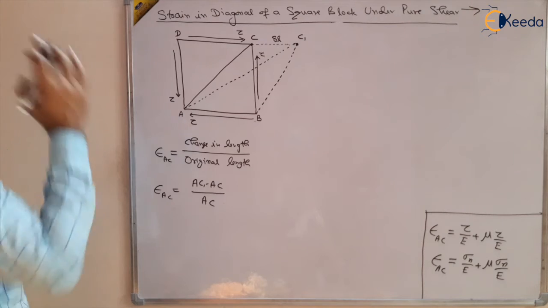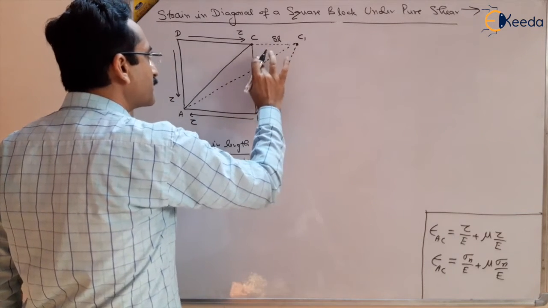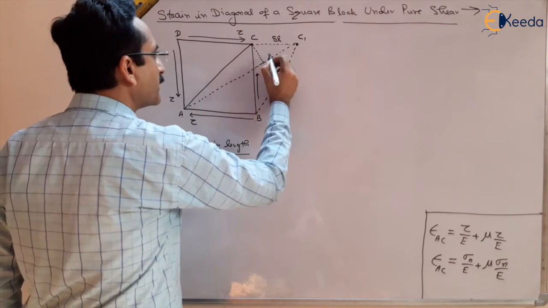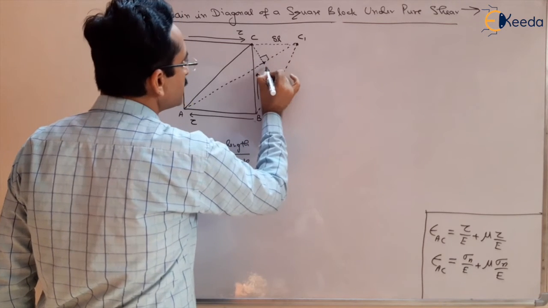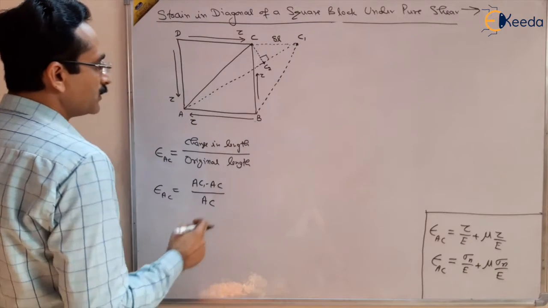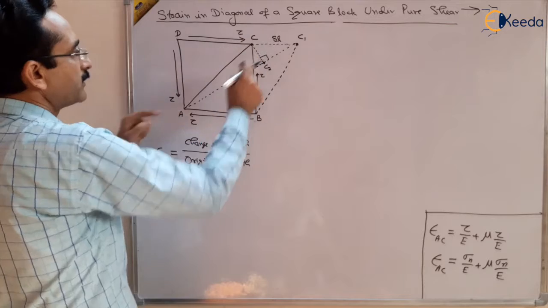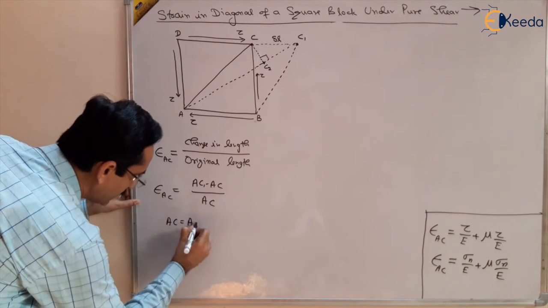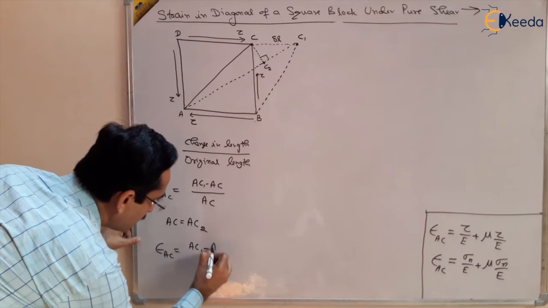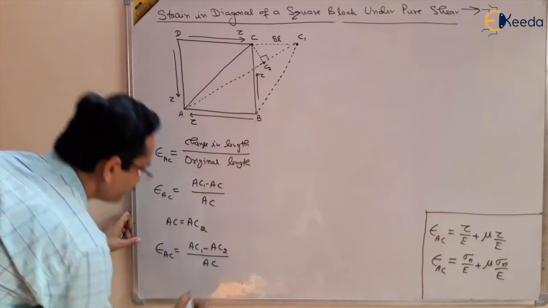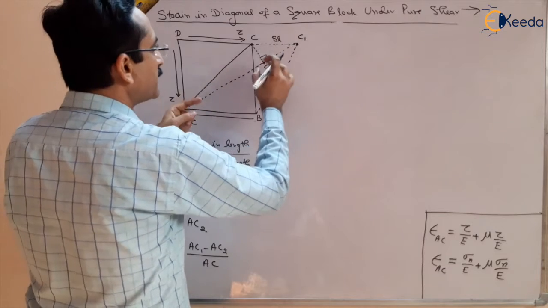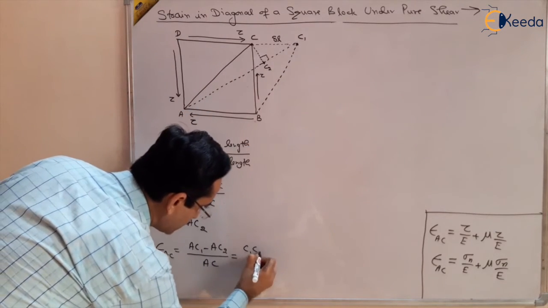Now let us draw a perpendicular on this side. Suppose we draw a perpendicular from C to C2 on AC1. You will see that AC will be equal to AC2 because this is perpendicular. Is it okay? So AC will be equal to AC2. So the strain in AC can be written as AC1 minus AC2 divided by AC. And what is AC1 minus AC2? That is C1C2. So that will be equal to C1C2 upon AC.